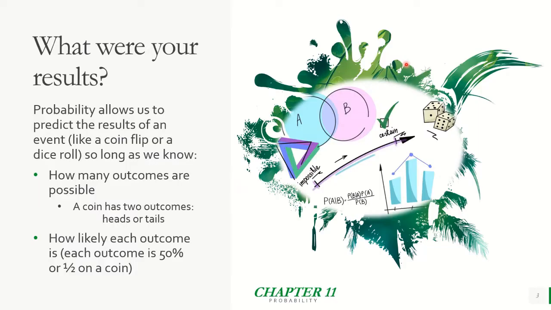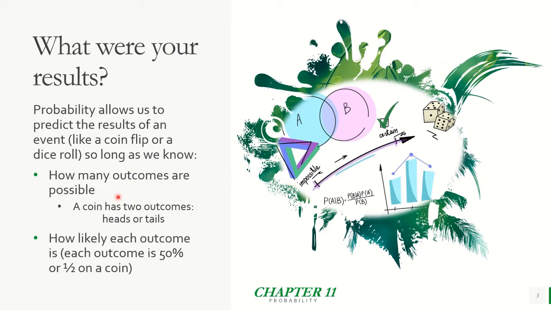Okay, so let's look at some terms and what probability actually is. It is the odds for us to predict the results of an event. Okay, so like predicting the results of the coin flips. We need to know two things. If we're going to do probability calculations, we need to know how many total possible outcomes there are. So on a coin, it's easy. There's two outcomes. The outcomes are head and tail, right?